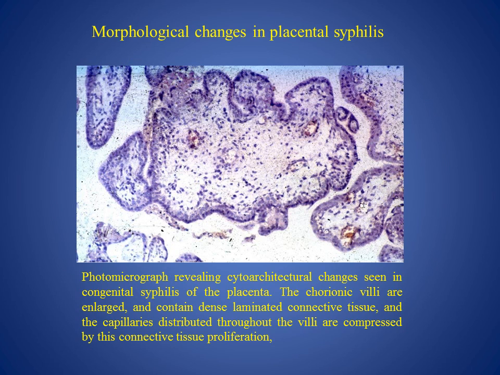On this slide you can see the following morphological changes in placental syphilis, especially the revealing cytoarchitectural changes seen in congenital syphilis of the placenta. The chorionic villi are enlarged and contain dense laminated connective tissue, and the capillaries distributed throughout the villi are compressed by this connective tissue proliferation.